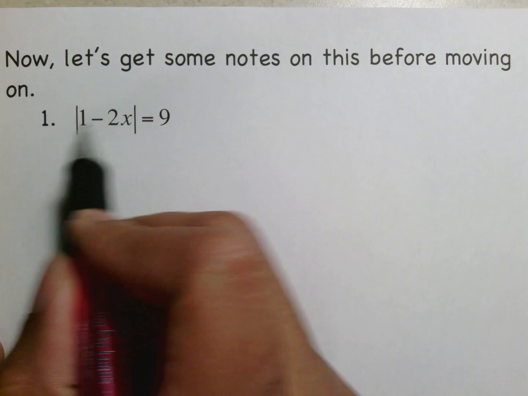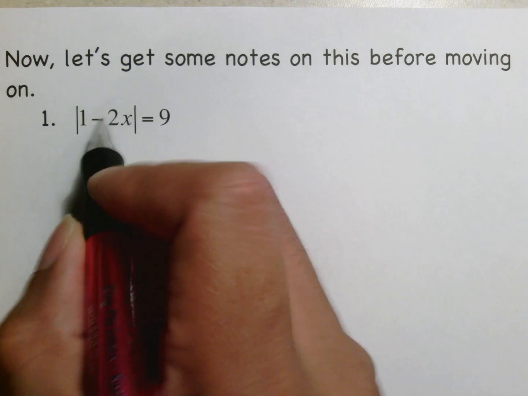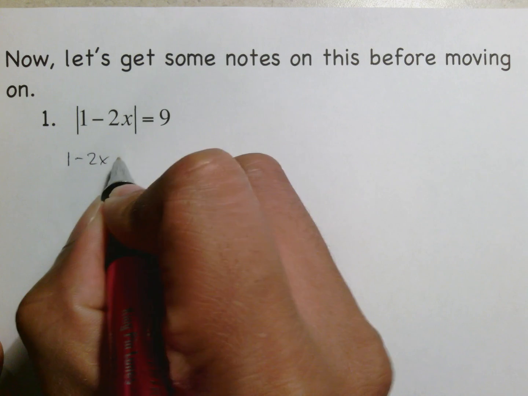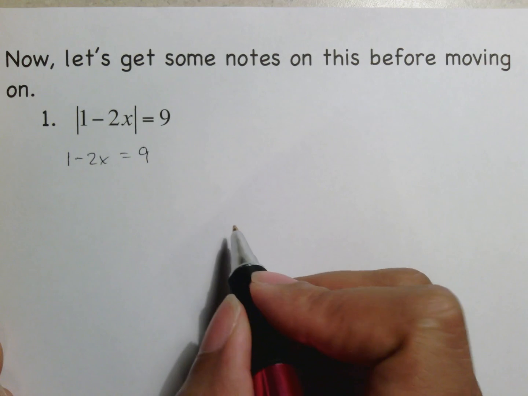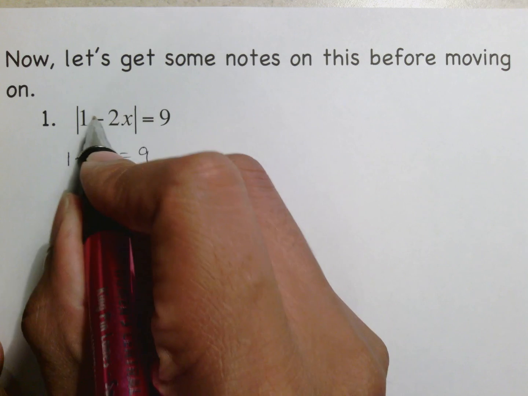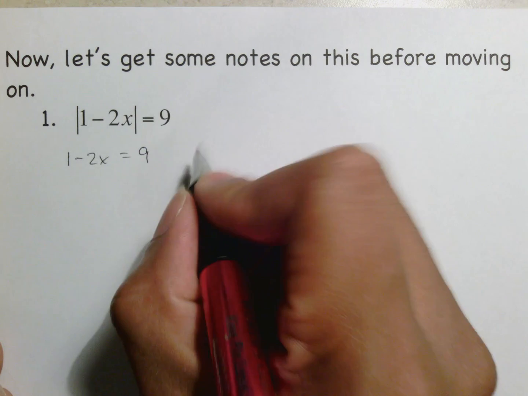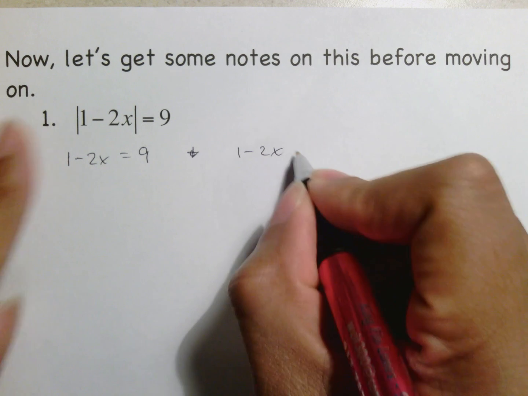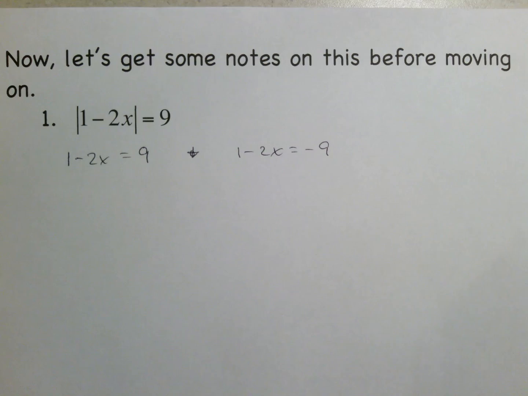Here you have one, absolute value of 1 minus 2x equals 9. Again, you cannot solve with the absolute value bar, so the first thing you do is you ignore the bar and put a 9. Keeping in mind that this can be positive or negative 9, we put and, we ignore the bar again, 1 minus 2x, and we then put a negative 9. Because remember that there are two possible answers to this in many situations.